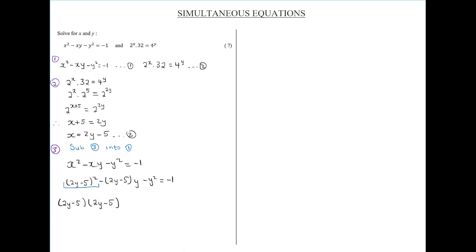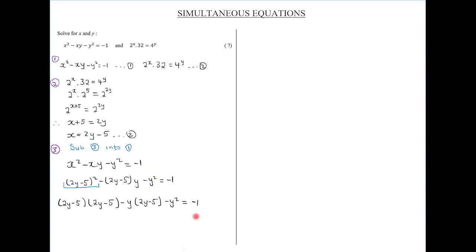And then here I see that I have this y from this side, so I'm going to take it and move it in front first. Always make sure that you do that so that you don't basically confuse yourself. Minus y squared equals minus 1.